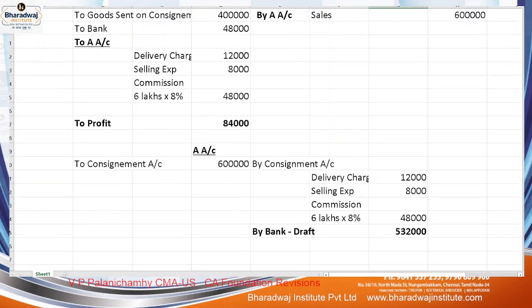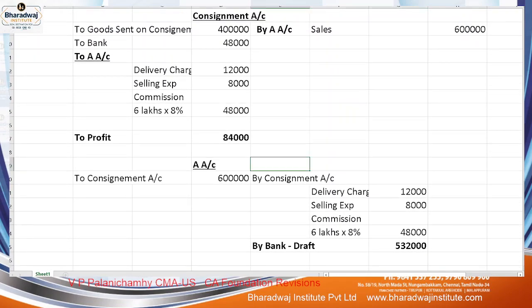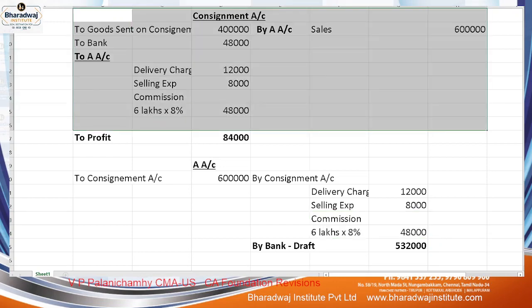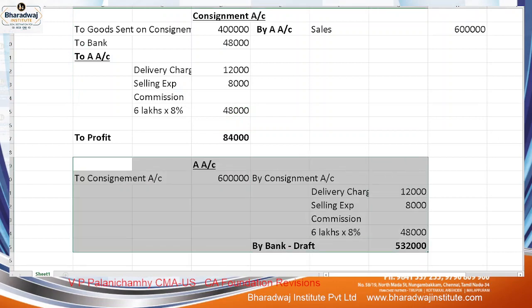In the books of M, bad debts will not come. Otherwise, think logically without looking at the ledger account. You are a consignee. You sold for how much? 6 lakhs. After deducting your selling expenses, commission and everything, the balance is what I get. Can you charge bad debts? No, because I paid you del credere commission. With that, you have to adjust the bad debt losses in your books. So it will not be recorded in the consignor's books at all. It will not come in the consignment account, and it will not come in which account? Consignee account. That's all.